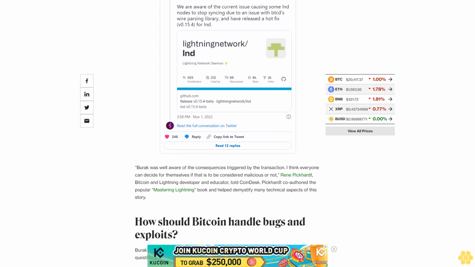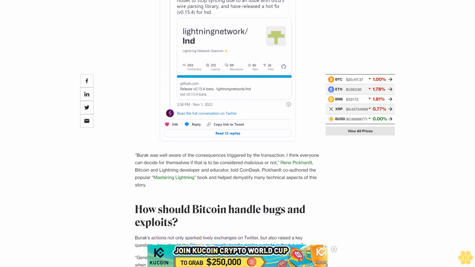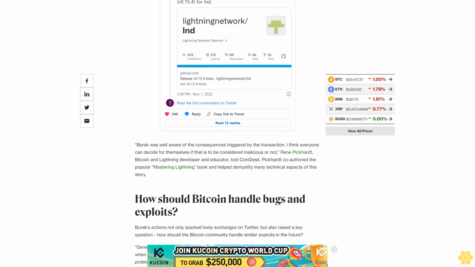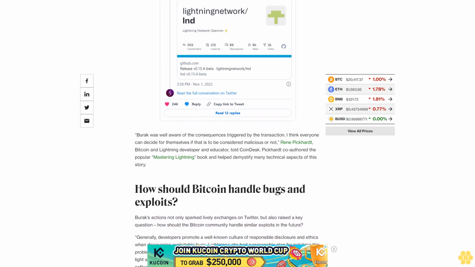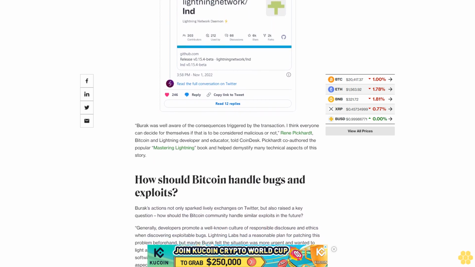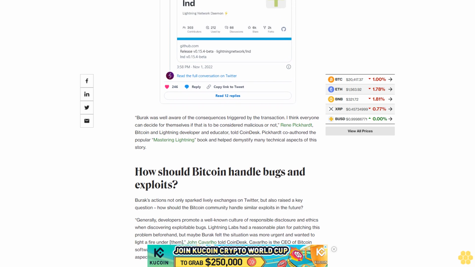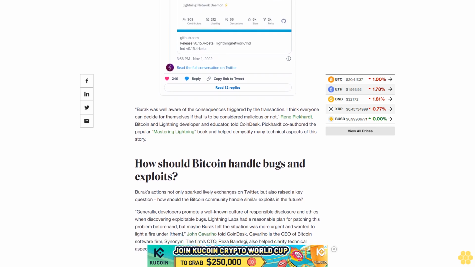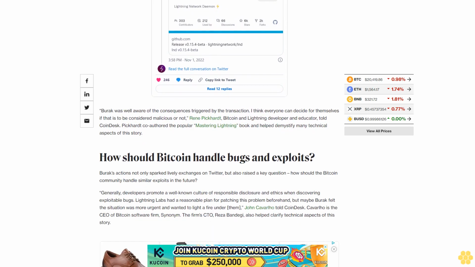Pickhardt weighed in. "However, as I understand, Peter Todd thinks there may sometimes be a risk in fixing bugs, as that may raise awareness and attract potential malicious actors in the transition phase while nodes update." Indeed, Bitcoin developer Peter Todd thinks the process of fixing bugs and managing exploits is not always straightforward.